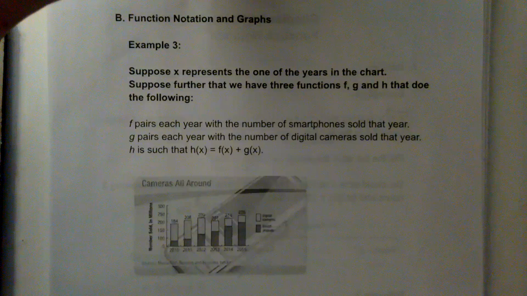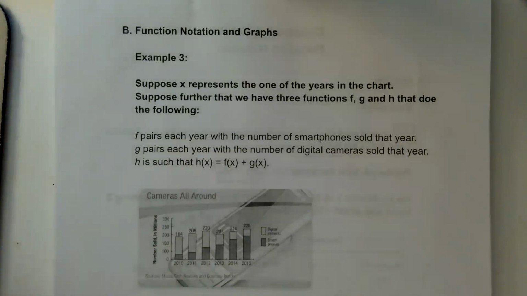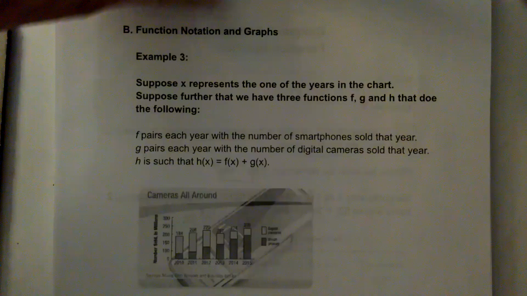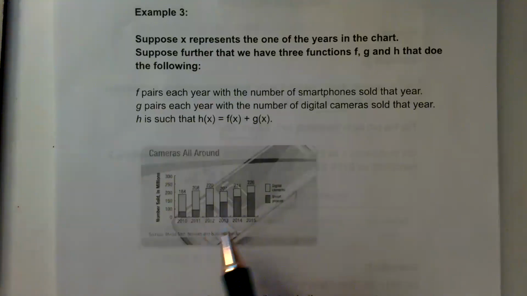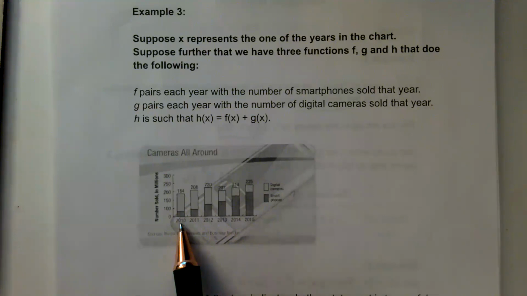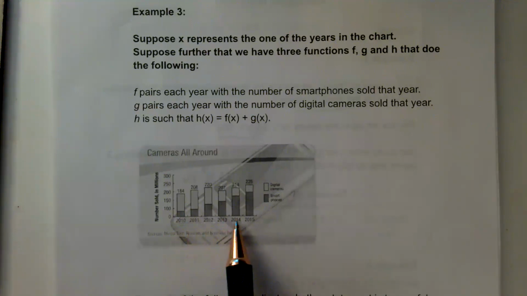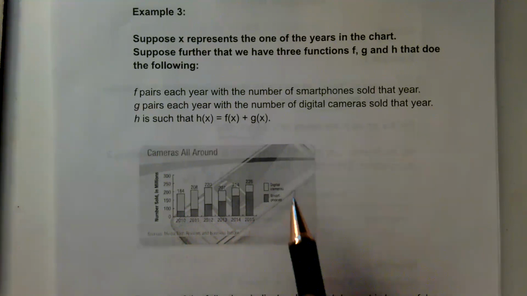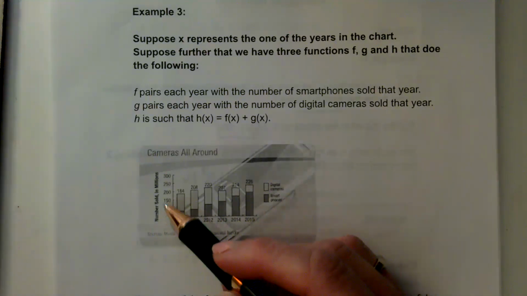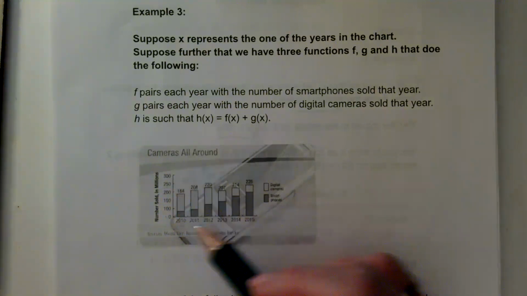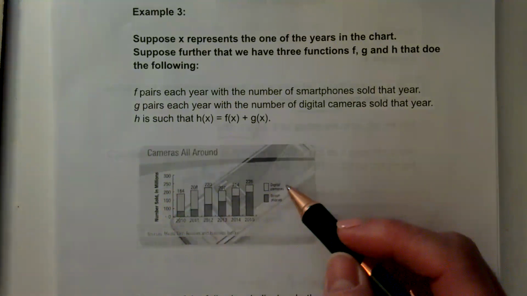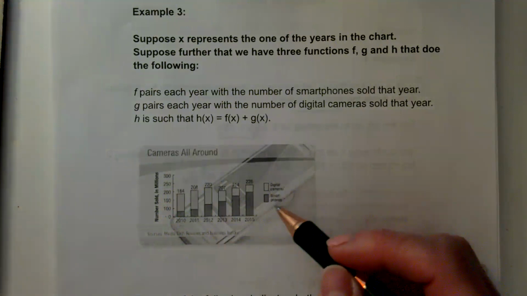Okay, let's look at this in a contextual, real life kind of problem. It says, suppose x represents one of the years in the chart. So we've got this picture down here. It says cameras all around, and it's got years at the bottom, 2010, 11, 12, 2013, 2014, 2015. And on the vertical, numbers sold in millions. So it must be cameras sold in these years. The white looks like it's digital cameras, and the dark is smartphones. So cameras on a smartphone.